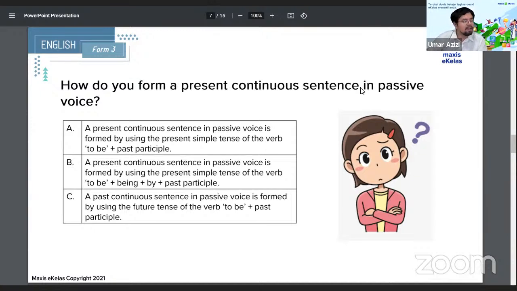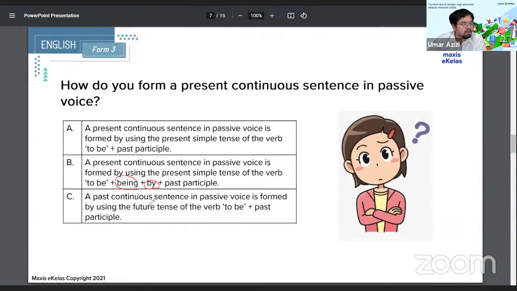All right. So what is the answer for this one? A: a present continuous sentence in passive voice is formed by using the present simple tense of the verb to be plus past participle. B: a present continuous sentence in passive voice is formed by using the present simple tense of the verb to be plus being plus by plus past participle. I just want to highlight this one. These are specifically the words: being and by are the words we add there.